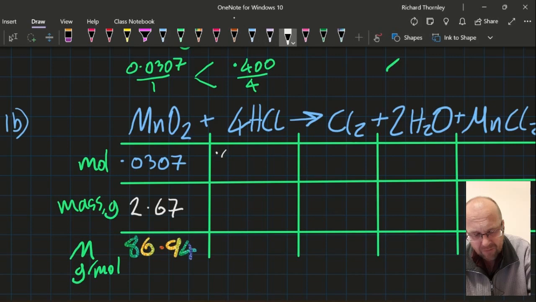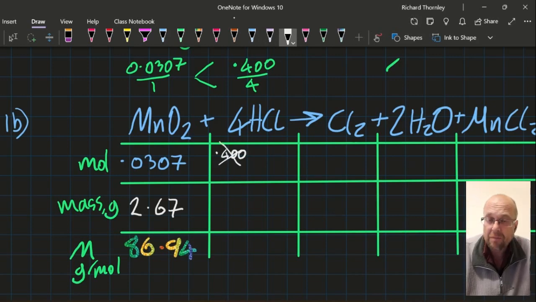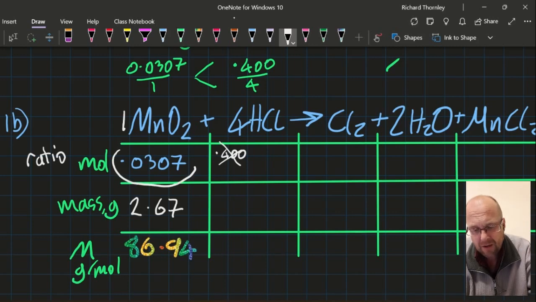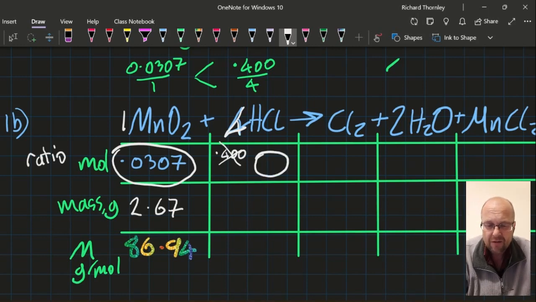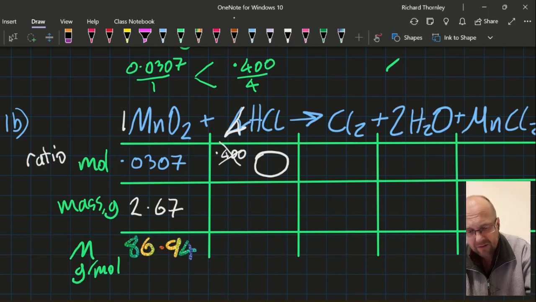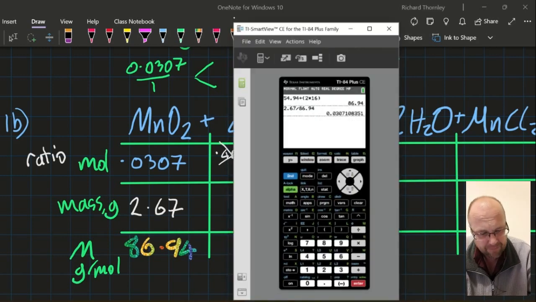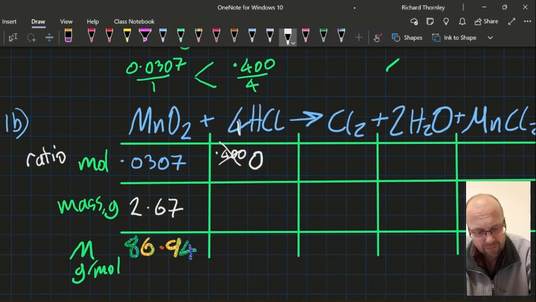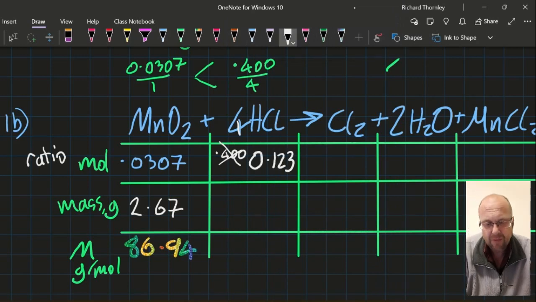So 0.400, and that's wrong. So what should it be? Well, following the boxes method, the top line is found by using the ratio. 1 is to 0.0307, as 4 is to my answer. So that's just going to be 4 times that value, isn't it? So I'm going to multiply that by 4, 0.123. So 0.123, but you're not finished.